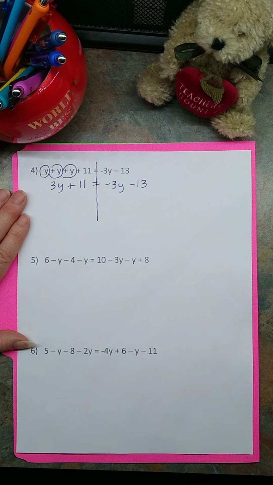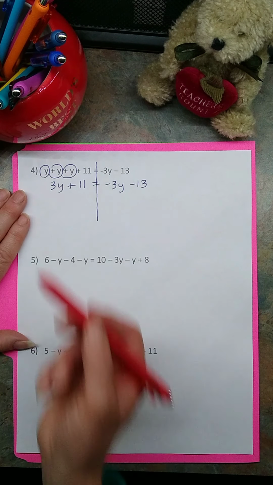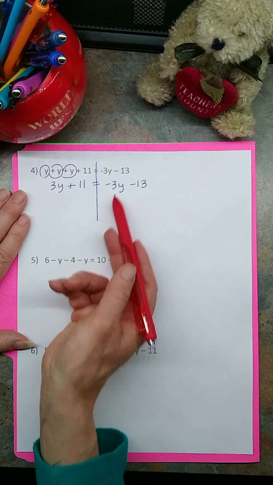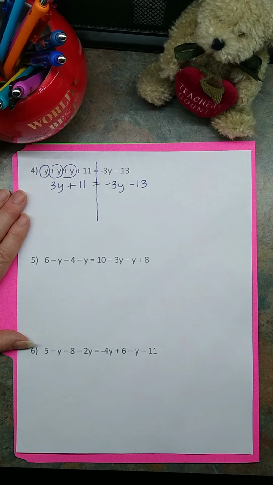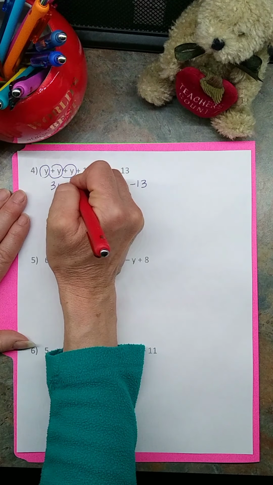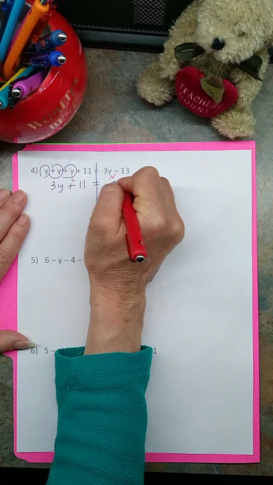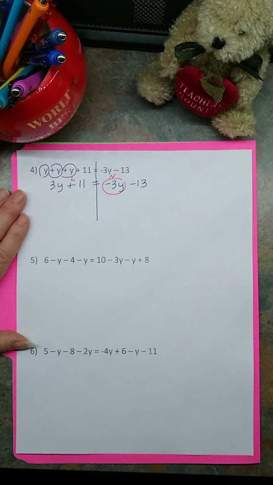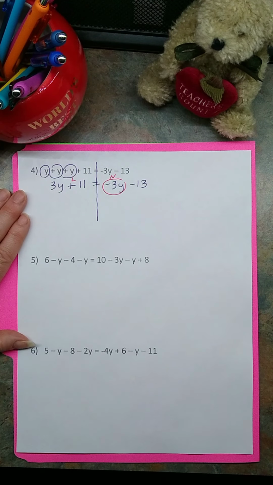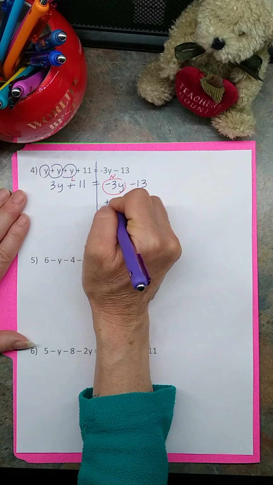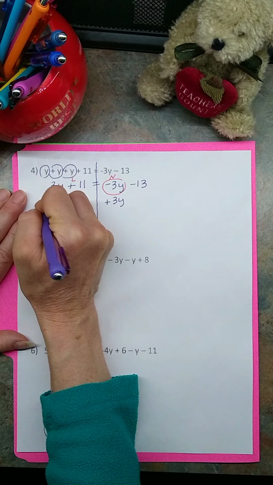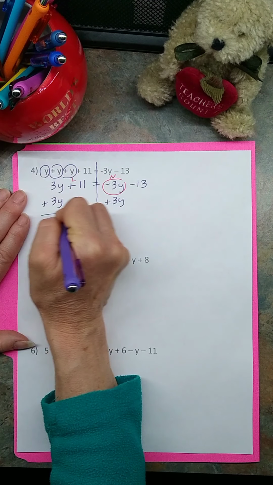You have variables on both sides, so look at the coefficients. This is a plus 3, this is a minus 3. Plus 3 is larger, so choose that side to be your letter side. Immediately get rid of the variable that's on the wrong side by adding or subtracting. The opposite of minus 3, that's plus 3. So add 3y to both sides.